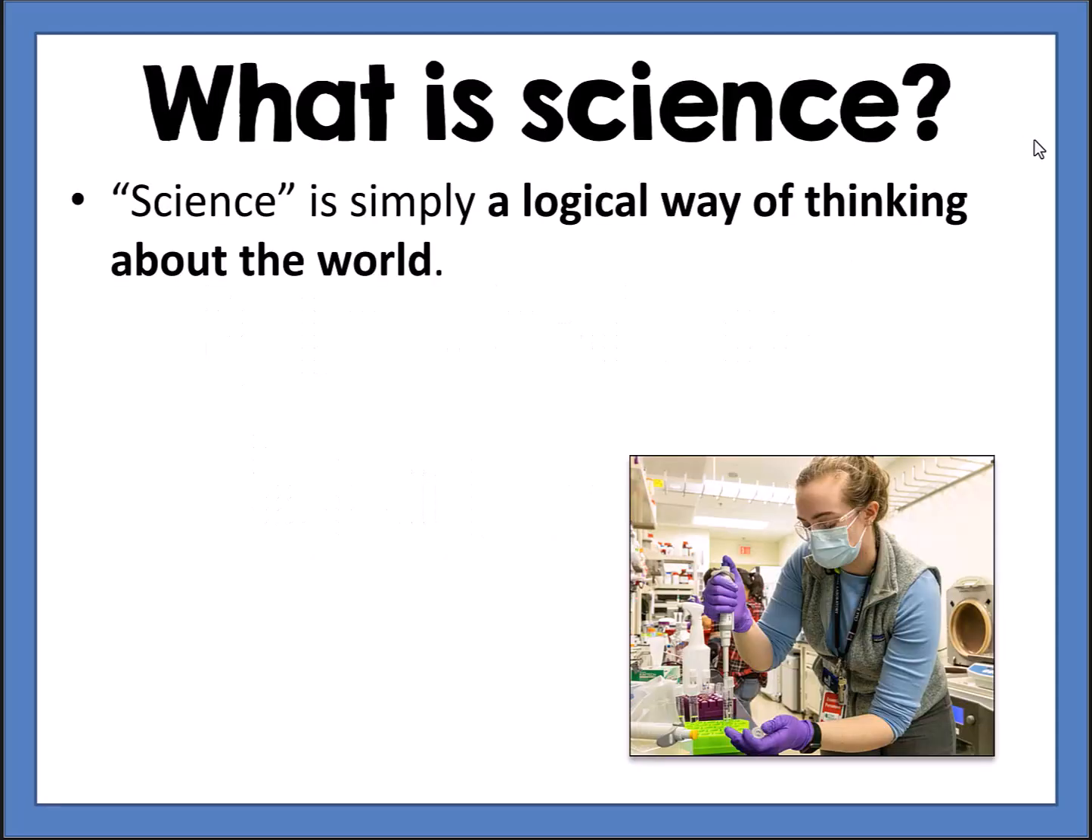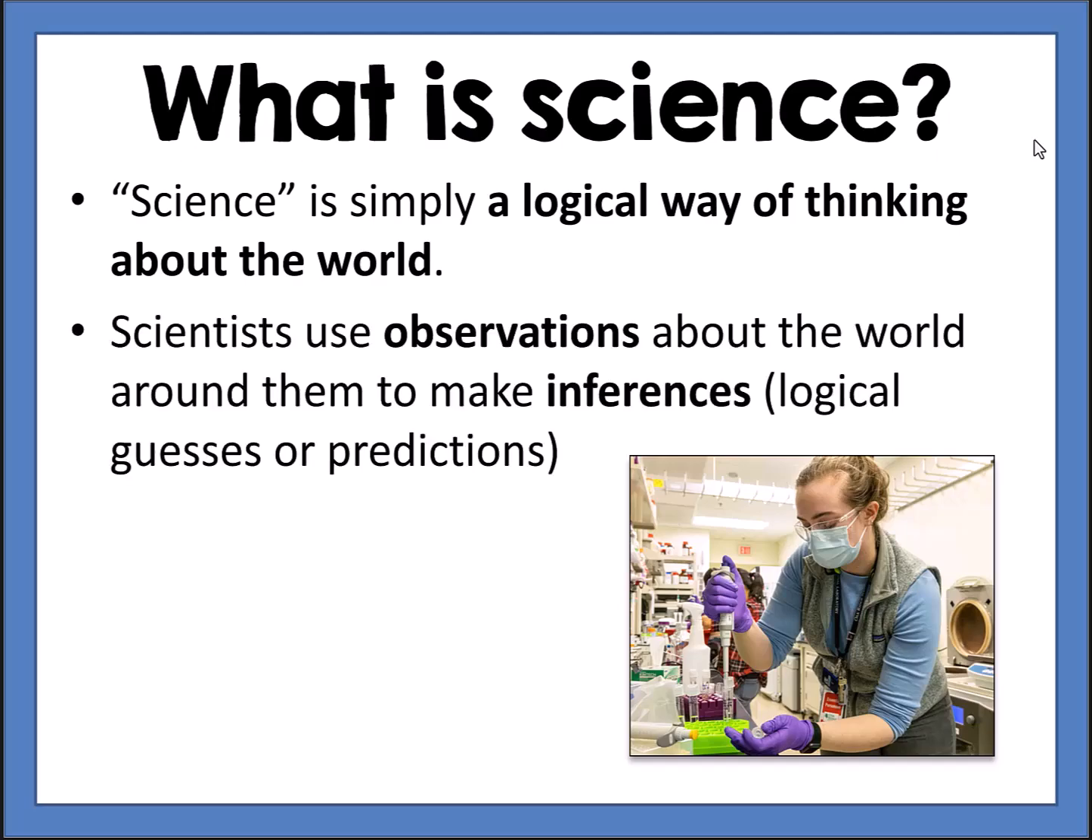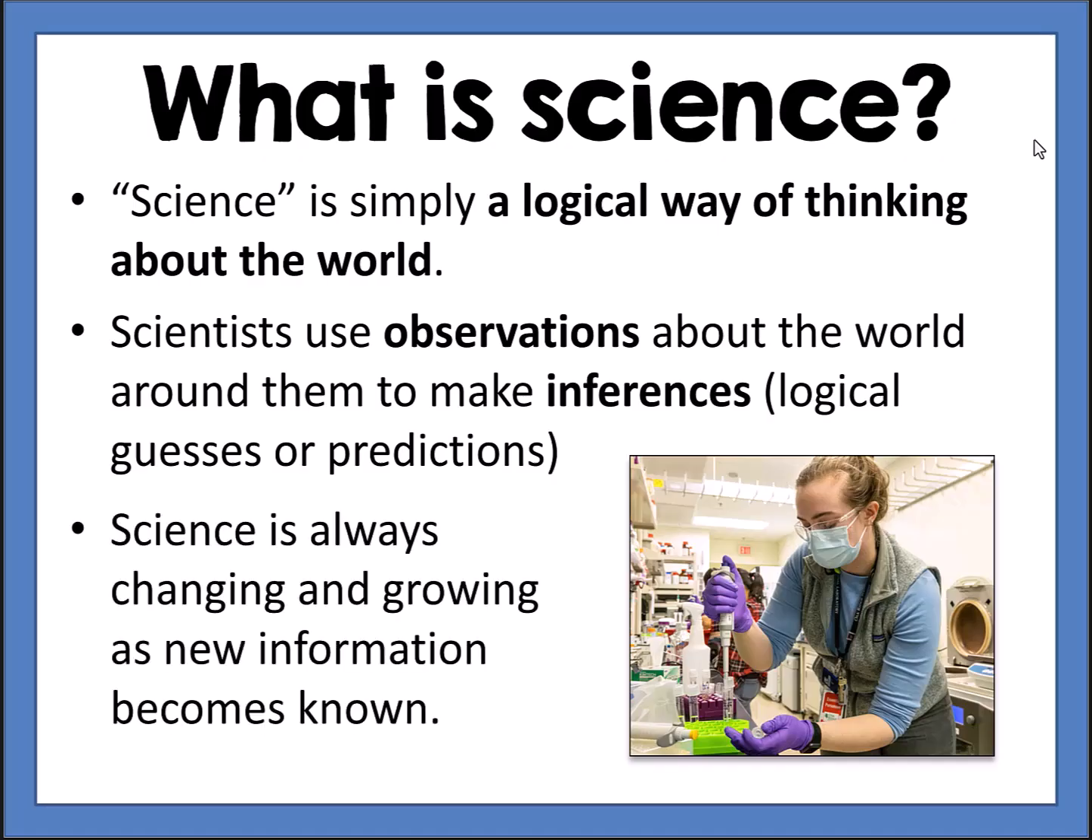Well, science is simply a logical way of thinking about the world or looking at things that you see every day. So scientists use observations about the world around them to make inferences, which are logical guesses or predictions. An observation is something that you can detect with your senses. You can see, you can smell, you can touch something, and then an inference is a logical guess or a prediction from that observation. Science is a constantly changing field, and it's always growing as new information becomes known.